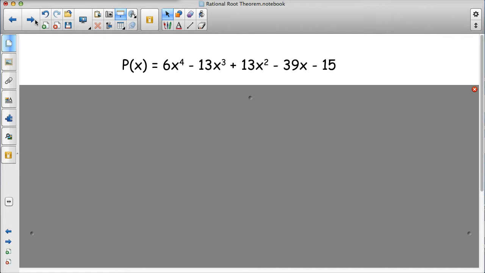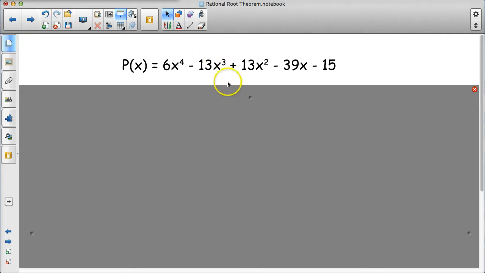Okay, here's our polynomial, p of x. P of x is equal to 6x to the 4 minus 13x cubed plus 13x squared minus 39x minus 15. Hopefully you see right away that you cannot factor this, not directly the way that it's written. So if we wanted to solve this polynomial, we would need to find a way to start synthetic division to help us begin factoring it. But since we're not given one of the factors, what we need to do is find all the possible rational factors. And then, from there, we could start using synthetic division to start factoring.